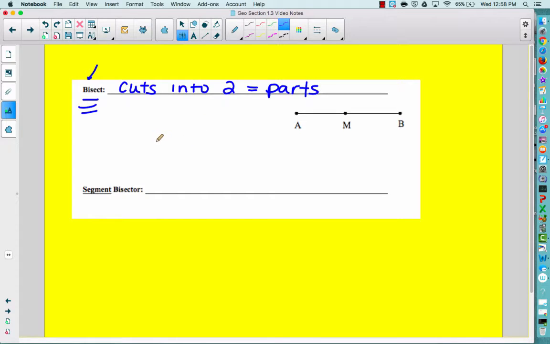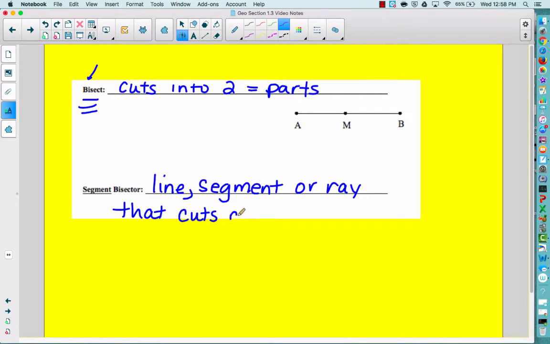So we could say that the midpoint, that M is a bisector, but a segment bisector is a little bit different. A segment bisector is actually a line, segment, or ray that cuts a segment at its midpoint.